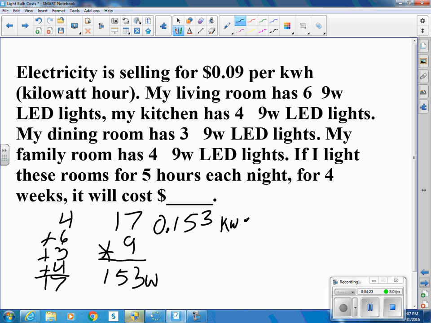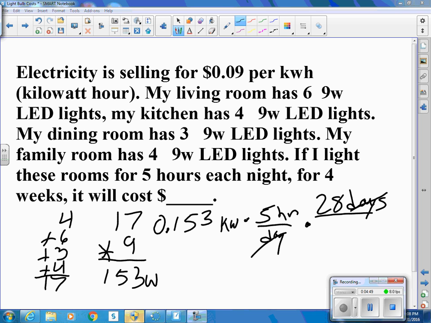And then I multiply that by the hours, so that'd be 5 hours per day, 4 weeks. Each week is 7 days. 4 times 7 is 28. And so 28 times 5 times 0.153. So that would be 21.4. And that is kilowatt hours.